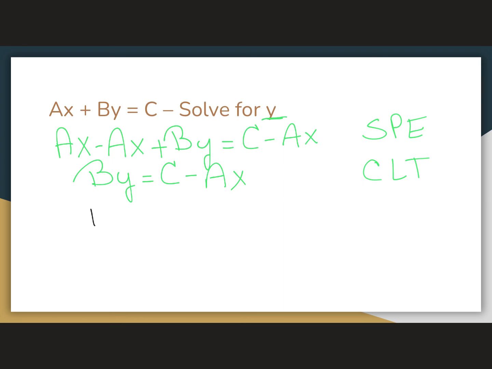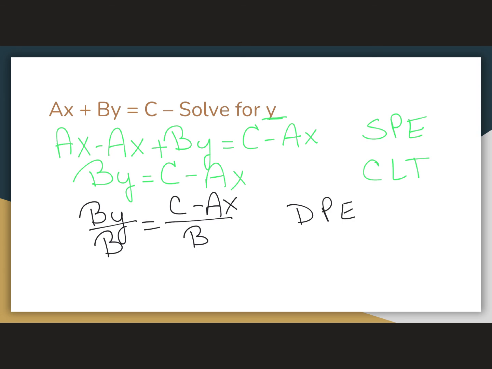I'm going to divide both sides by B, the thing that's multiplied by Y. BY divided by B equals C minus AX divided by B, and that's just my division property of equality. When I simplify, I'm left with Y equals C minus AX divided by B.